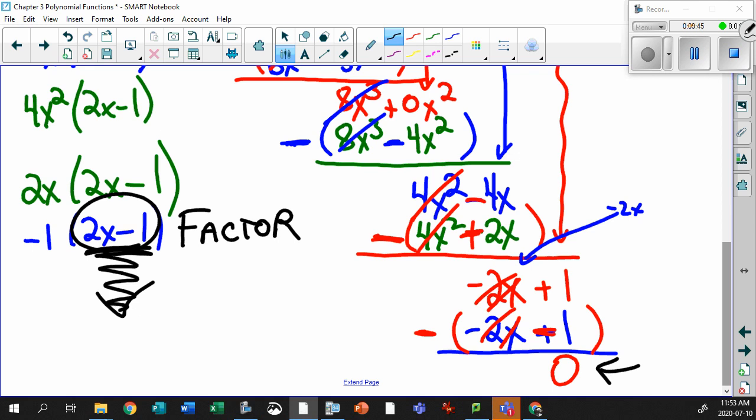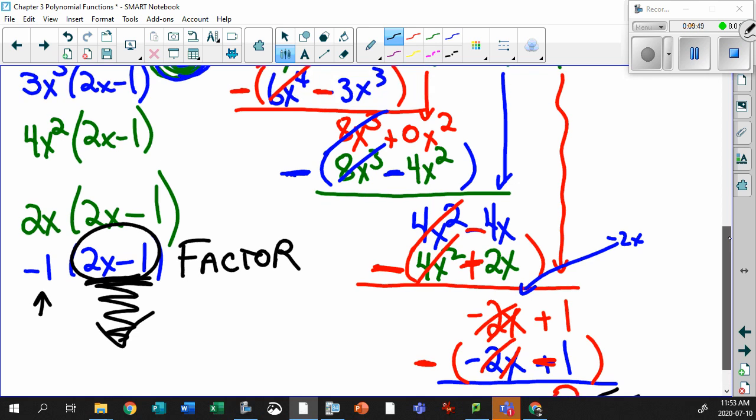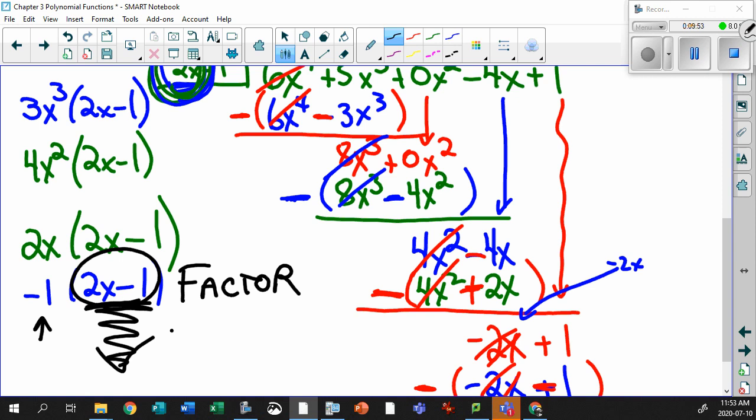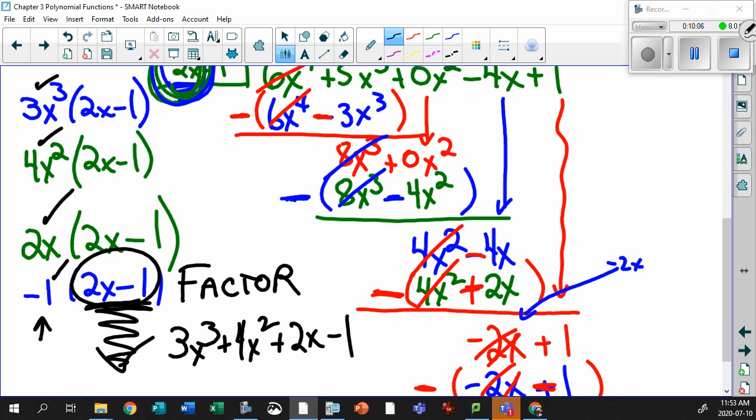Okay, so what was my actual answer then? Let's go back up here and write it out. So the first thing that we had was 3x cubed, that was our first term right here, plus 4x squared, that was this one here, plus 2x, that was this one here, and finally minus 1.